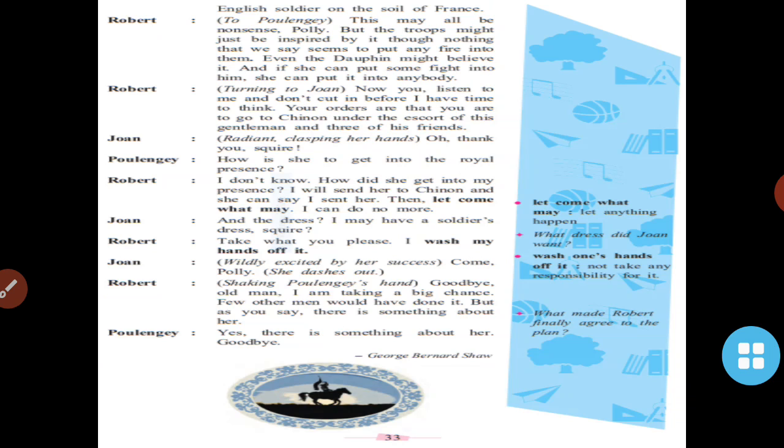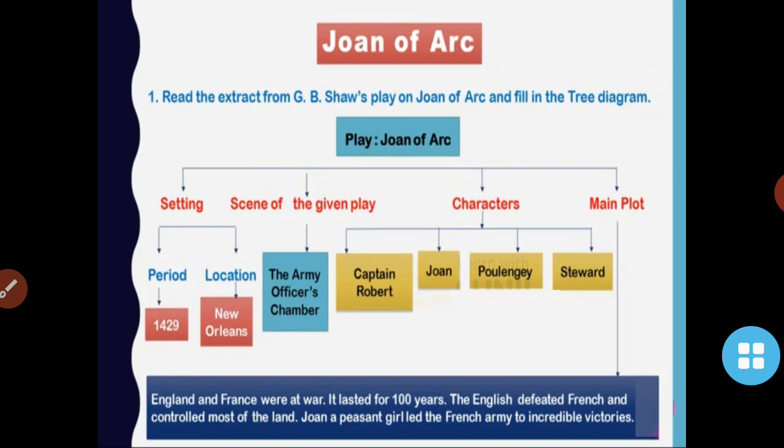John: Come, Polly, and she dashes out, shaking Poulengy's hand. Goodbye, old man. I am taking a big chance. Few other men would have done it, but as you say, there is something about her. Poulengy: Yes, there is something about her. Goodbye.